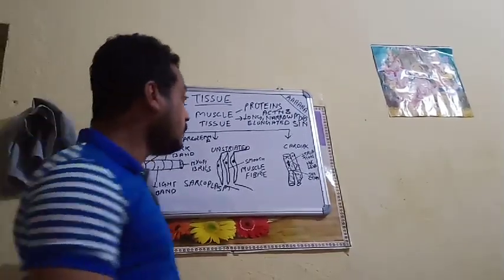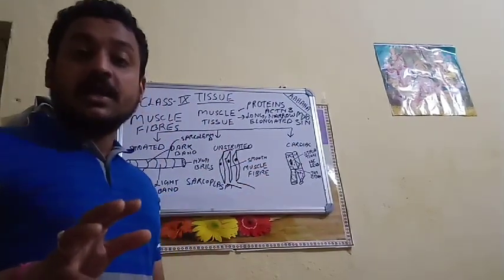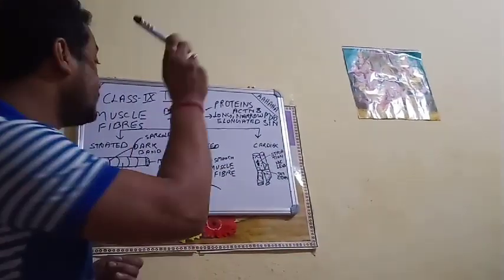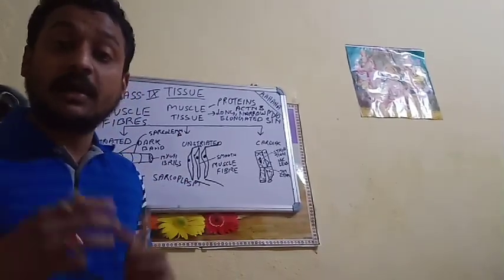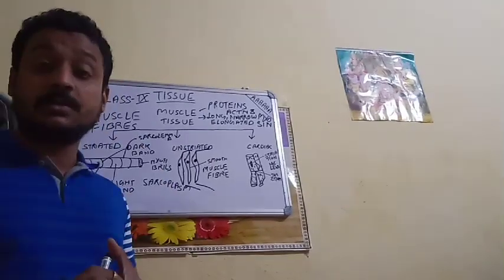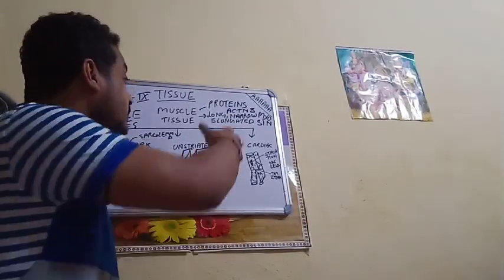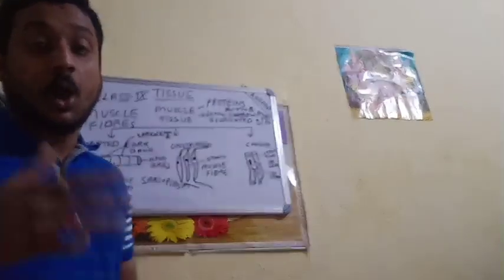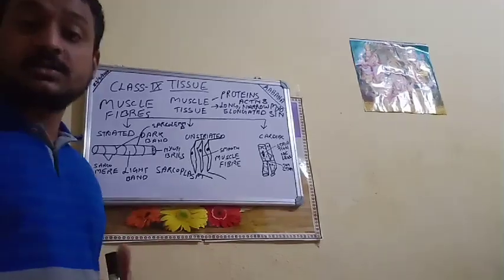Now, next one is the cardiac muscle. Cardiac muscle is the mixture of unstriated and striated. Now, people may ask why it is so. Why is it the mixture of unstriated and striated? From the name itself, we can infer that this muscle is present in the heart. Then how can you say that this cardiac muscle is the mixture of striated and unstriated?